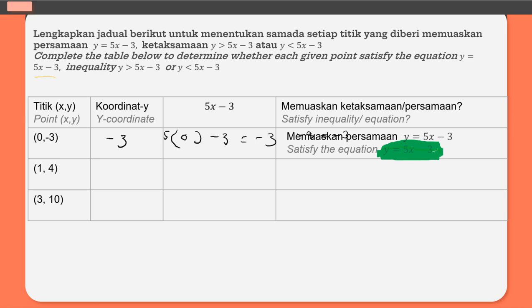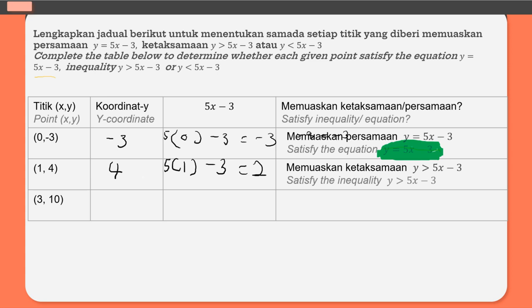Okay, so we try to do the next one. We have the point (1, 4), so the y coordinate of that is 4. And then for 5x minus 3, we want to insert the value, so we have 5 times (1) minus 3. So 5 times 1 equals 5. 5 minus 3 equals 2. So in this case, we have 4 which is greater than 2. So the answer will be it satisfies the inequality y greater than 5x minus 3 in this case, because as we did in the example, we have 4 greater than 2.